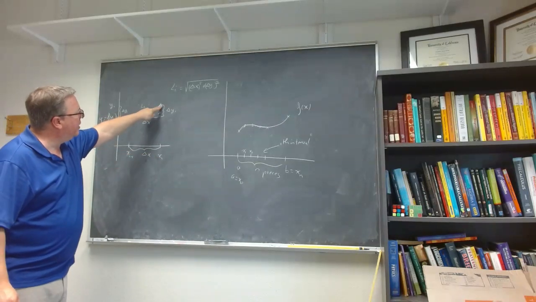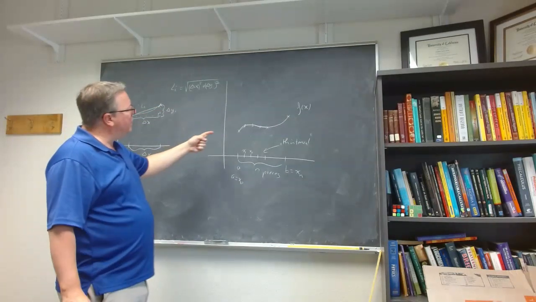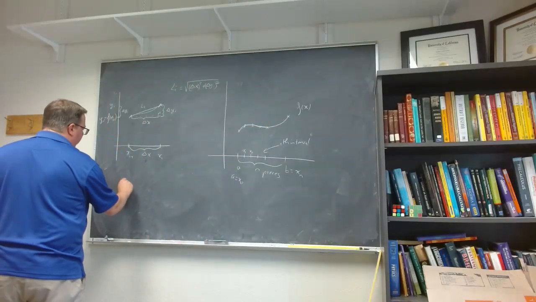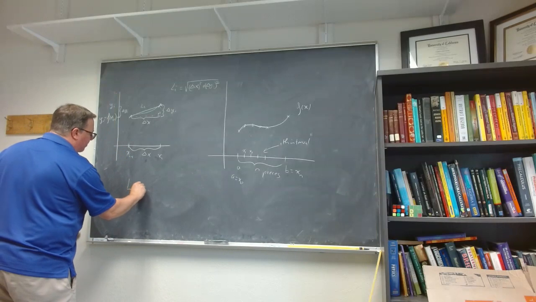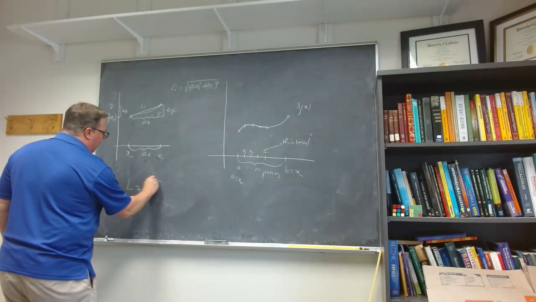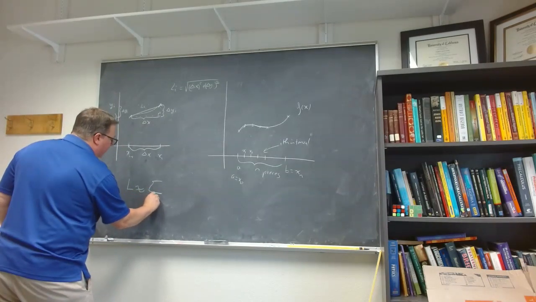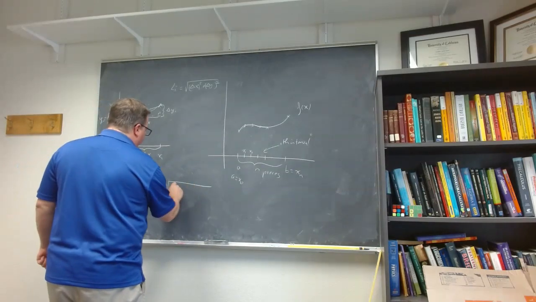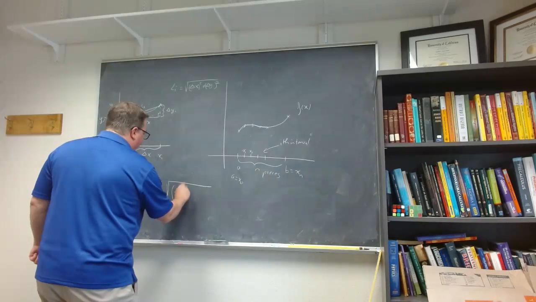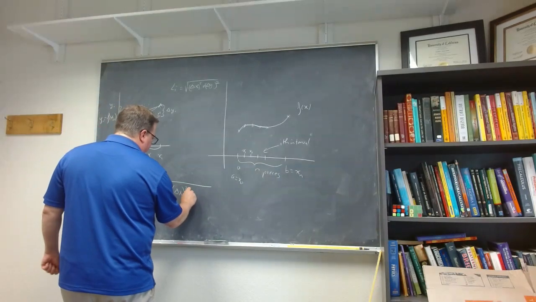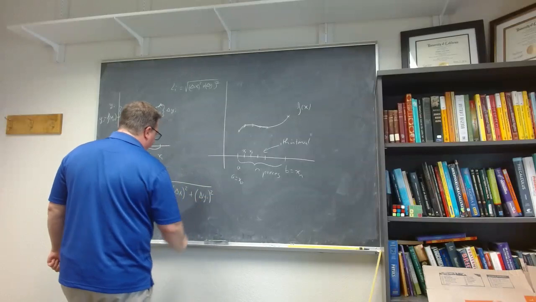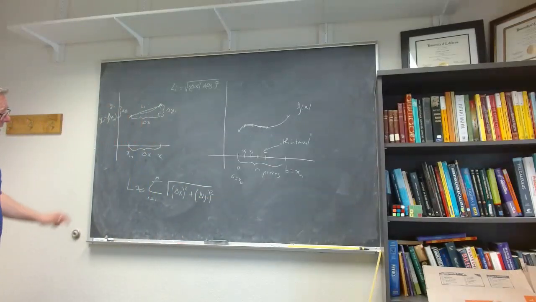This will give me the line segment from the image of x sub i minus 1 to the image of x sub i. And then when we're putting up the whole approximation for the length of our curve, the whole length will then be approximated by the sum, where i goes from 1 to n, of the square root of delta x squared plus delta y sub i squared. That's just going to be the approximation.